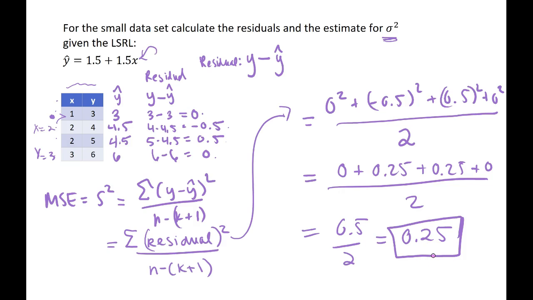All right, and so now that we've calculated the mean squared error and all the residuals for a small data set, we could have also done this using software, and most likely will if we have a larger data set.